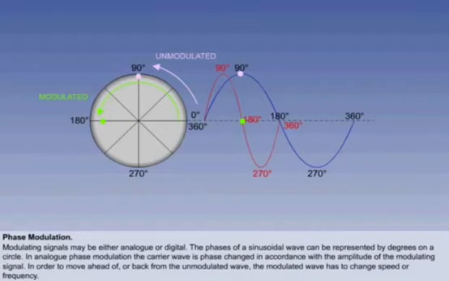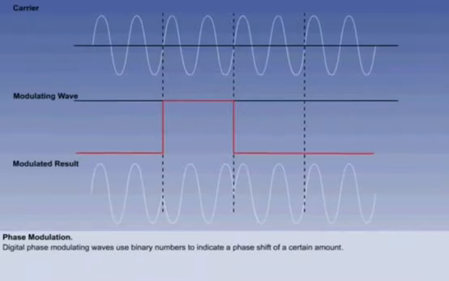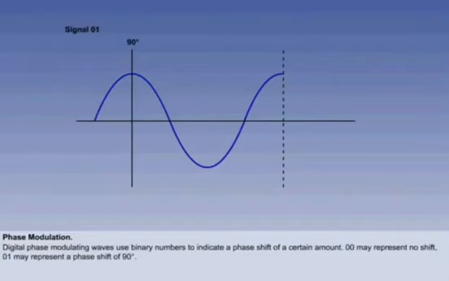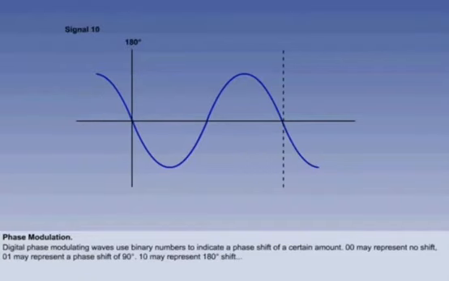Digital phase modulation, also known as phase shift keying, uses binary numbers as the modulating signal, namely 00, 01, 10, 11. These represent a phase shift in the carrier signal. For example, 00 may represent no shift, 01 a 90 degrees shift, 10 may represent a 180 degrees shift, and 11 may represent a 270 degree shift.